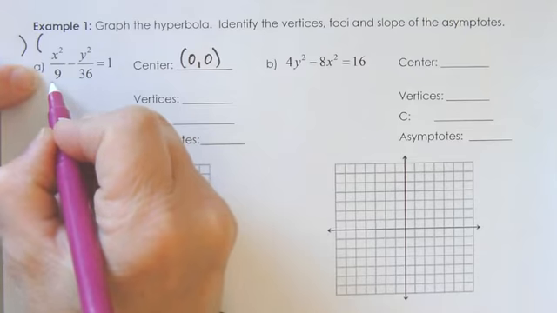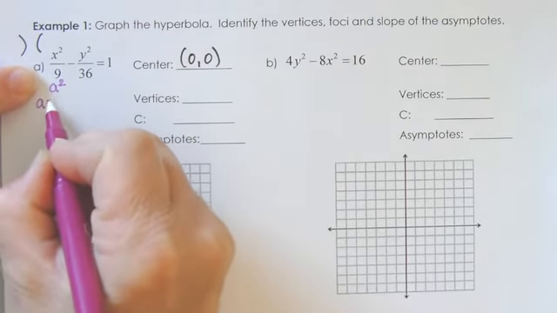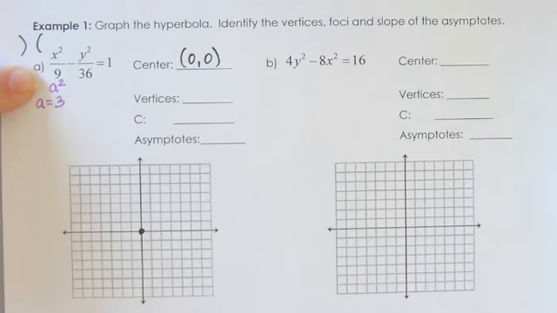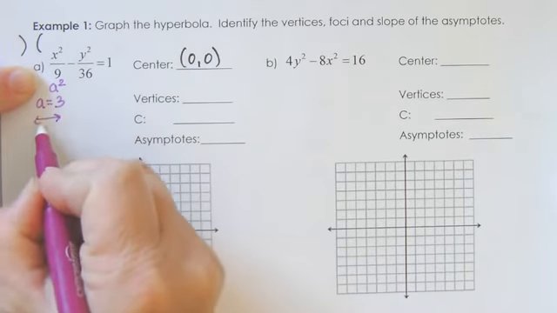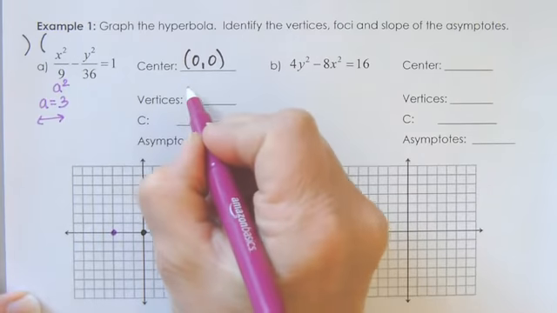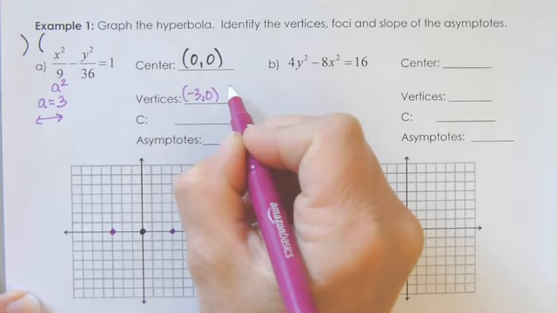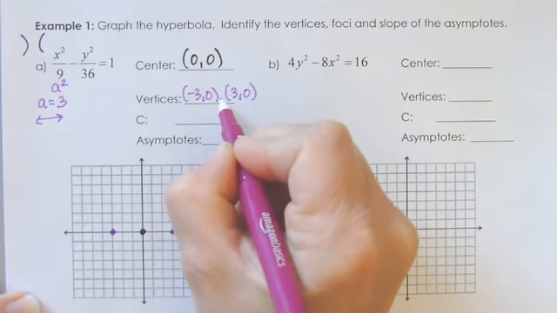So this is really a squared. To find a, I take the square root of that, so the square root of 9 is 3. So that means I'm going to go left and right 3, and that's going to give me my vertices. And I go left and right from the center. So if I go left 3, that puts me at -3, 0. And if I go right 3, that puts me at +3, 0. So there's my vertices.